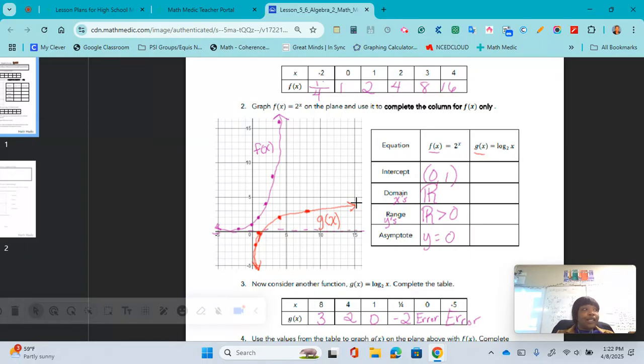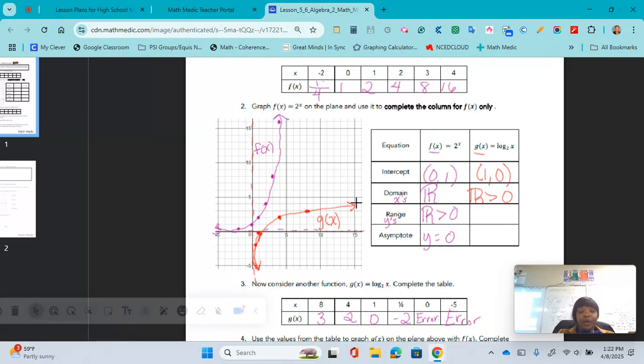And we need to state what is the intercept of our logarithmic function. Where does it cross the axis? 1, 0. The domain, which is our x value going from left to right: this logarithmic function is not going past what x value? 0. So it is not going past 0, so the domain is all real numbers greater than 0.